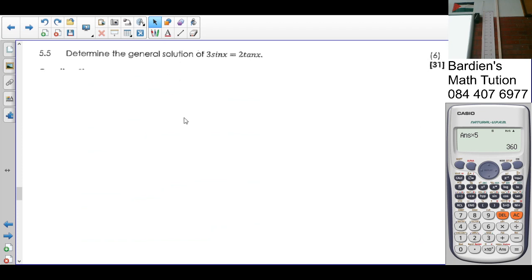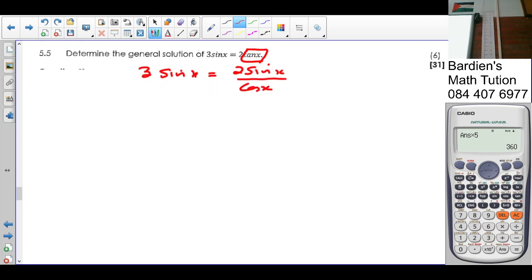So in 5.5 the question says determine the general solution of 3 sine x equals 2 tan x. To do the general solution here, firstly tan can change to what? Sine over cos. So it's going to be 3 sine x equals 2 sine x over cos x. Naturally this is over 1, so I cross multiply. So 3 sine x times cos x is 3 sine x cos x equals 2 sine x.